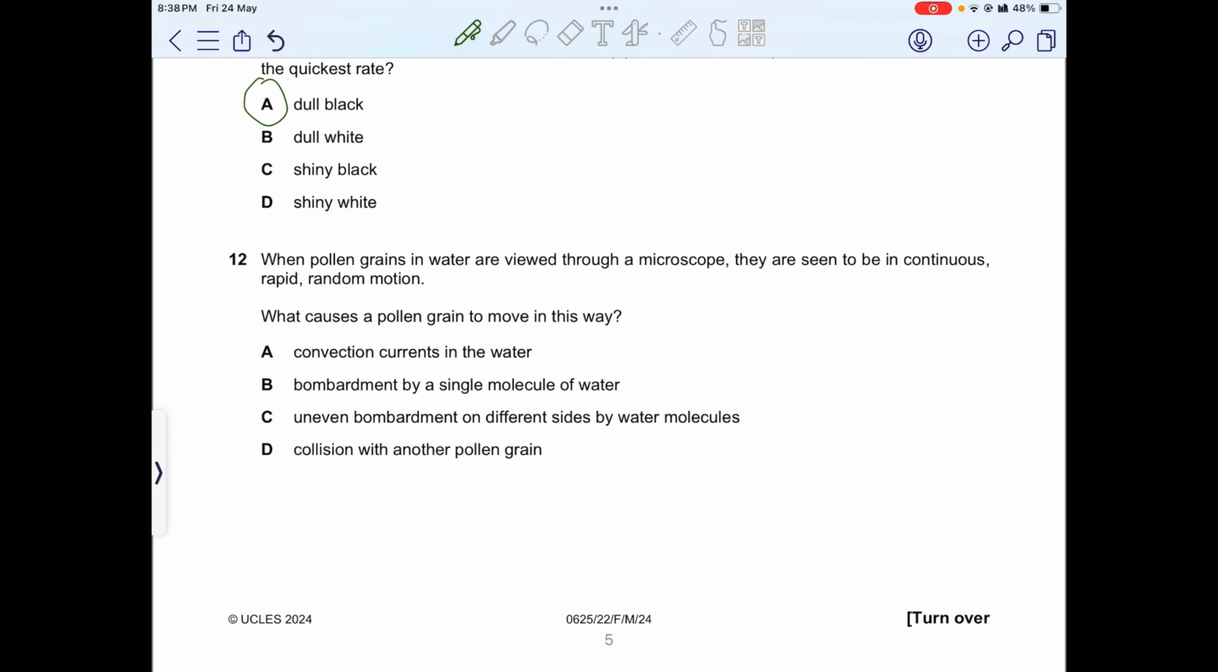When pollen grains are in water and viewed through a microscope, they are seen to be in continuous random motion. What causes this motion? It's not convection currents. It's because they have random collisions with the water molecules.